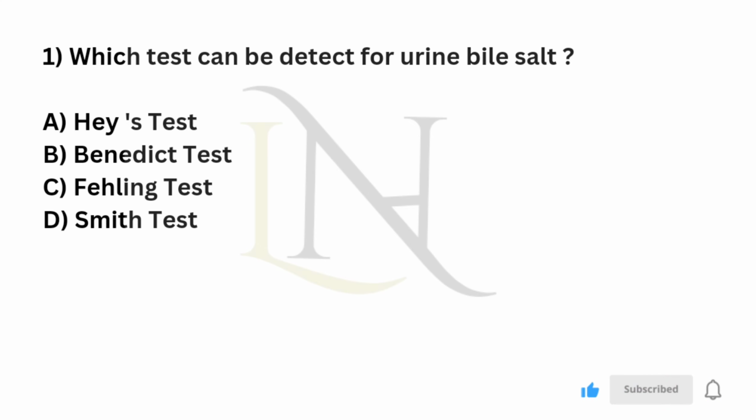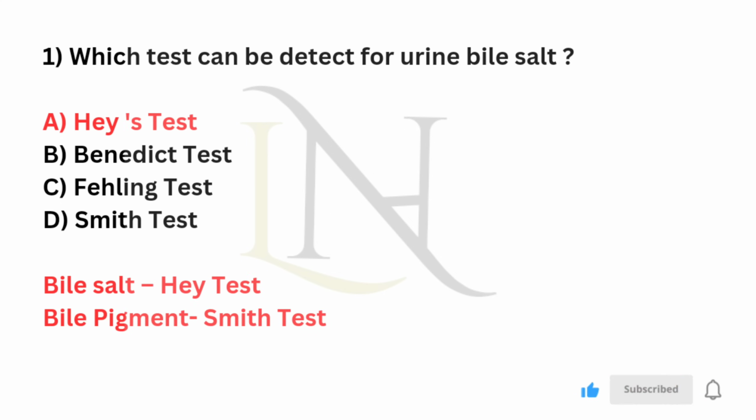Let's start first MCQ. Which test can detect urine bile salt? Option A, Hay's test. Option B, Benedict test. Option C, Fehling test. Option D, Smith test. Answer is option A, Hay's test is the correct answer. For detecting bile pigments, we can use Smith test. Next MCQ.